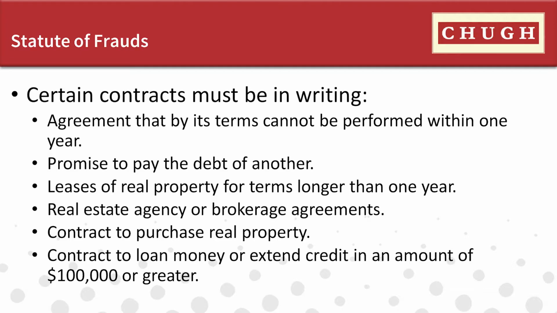Any contract in which a party is promising to pay the debt of another must also be in writing. Also leases of real property for terms longer than 1 year, real estate agency or broker agreements, contracts to purchase real property, and contracts to loan money or extend credit in excess of $100,000 or more. So all of these need to be in writing. This is not an exhaustive list. There are other types of contracts that also need to be in writing, but this is the basic.